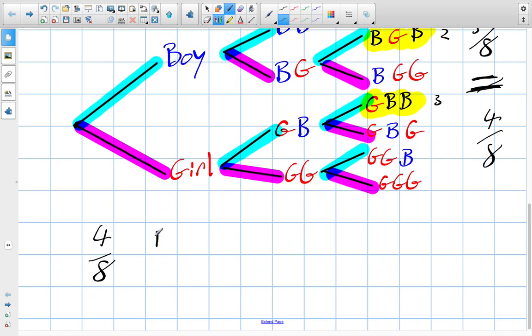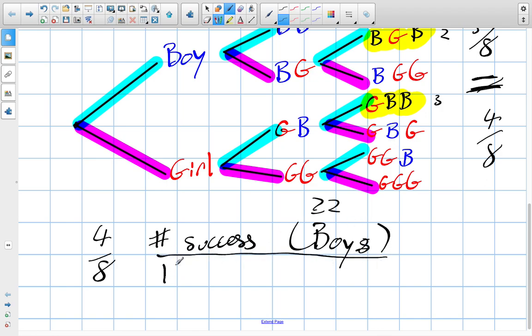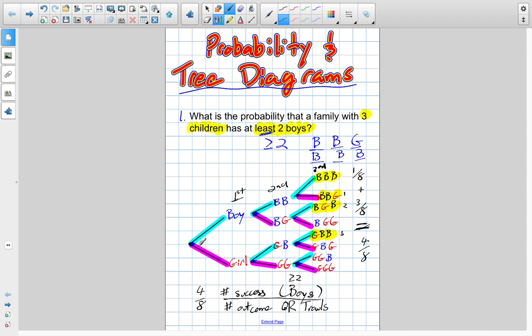So the number of successes, in this case, equal to or greater than 2 boys, that's an S, not a Z, over the number of outcomes or trials. And that's how we calculate the probability using a tree diagram. Okay?